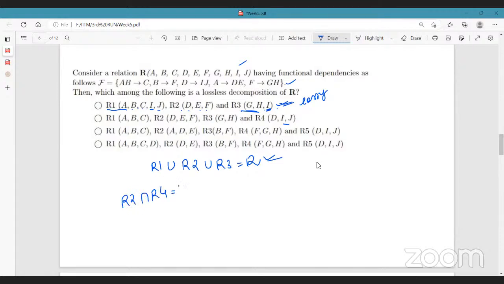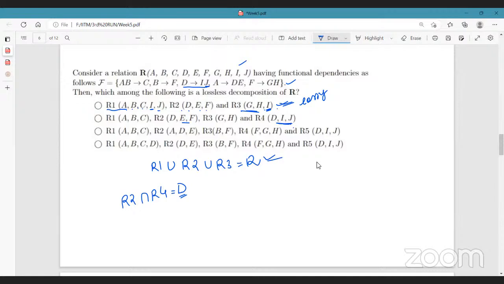D. Okay. So now we'll check for the third rule. So whether D is a super key in any of these 2 relations or not. It is in R4. Ma'am, D is only giving I, not J. Why, D gives I and J both, right? It is true. So D is a super key. So this particular R2 and R4 satisfies the rule.